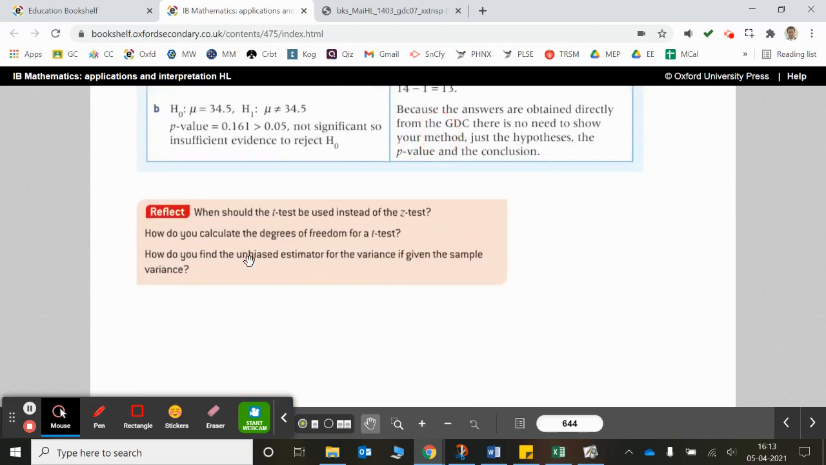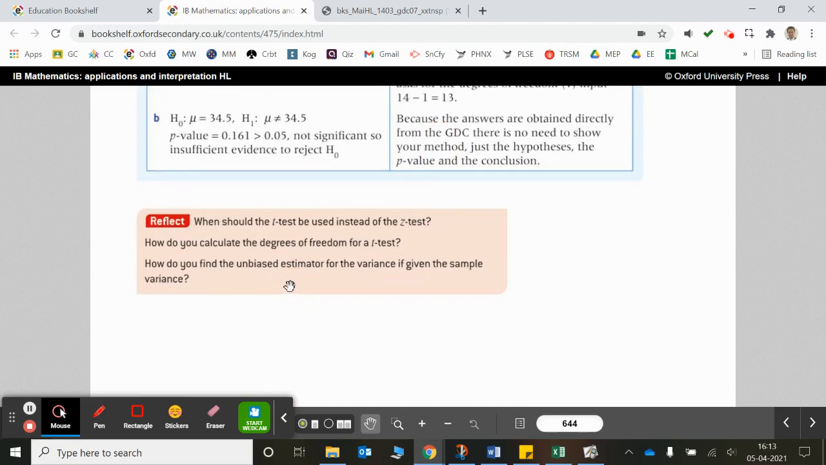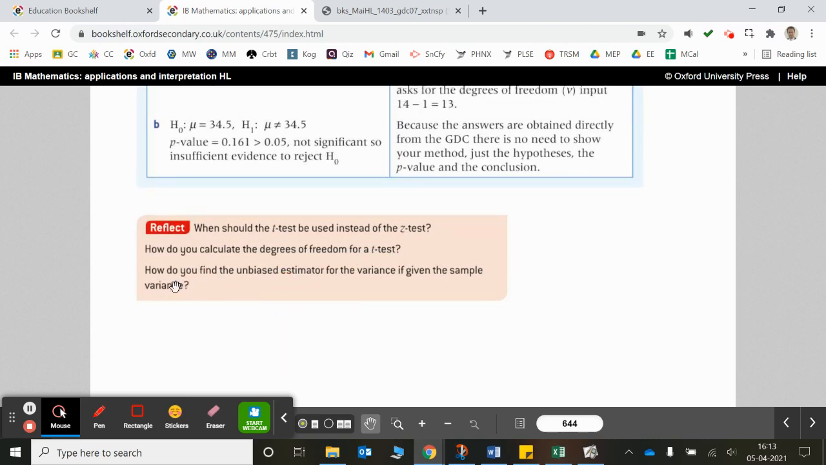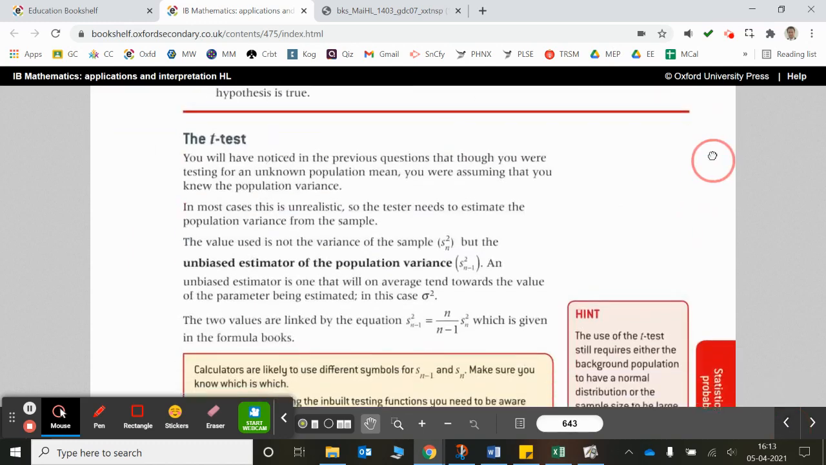Okay, and how do you find the unbiased estimator for the variance if you've got the sample variance? Well, you can just get it from your calculator. It's the one which is noted as Sx on the TI Inspire, or sigma n-1 compared to sigma n for your standard deviation. So this is going to be Sx on your calculator, but we'll see that in a bit. But you should know how to use the formula as well. Let's go back to it.